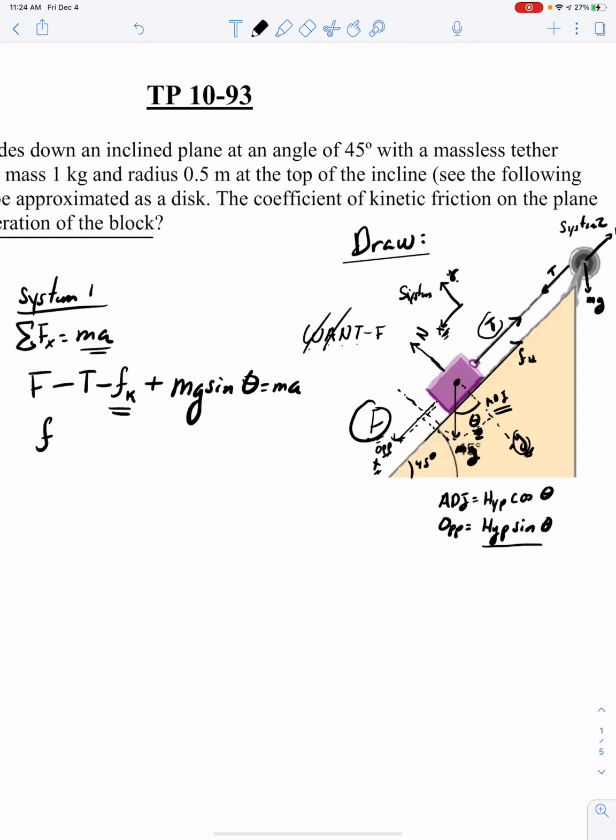Good, but we also are missing one thing, the kinetic friction. Kinetic friction is written as the coefficient of kinetic friction times the normal force. So we need the normal force. But the only way to get the normal force is by solving through the y direction. And it goes as the sum of all forces for this system in the y direction is mass times acceleration in the y direction.